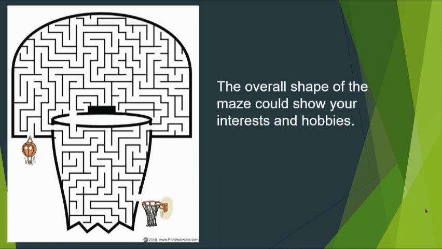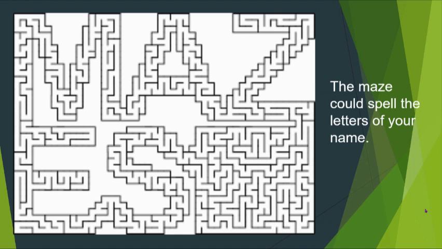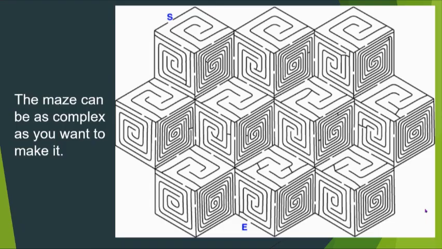The overall shape of the maze could even show your interest and hobbies. So draw a simple shape that symbolizes a thing that you like to do, and then you could fill that with the maze path. It could even spell the letters of your name. So you could write out your name in bubble or block letters, which was a requirement. And then inside of the name, put maze paths. And then you would have met those requirements of including your name and a maze. It can be as complicated as you want to make it.